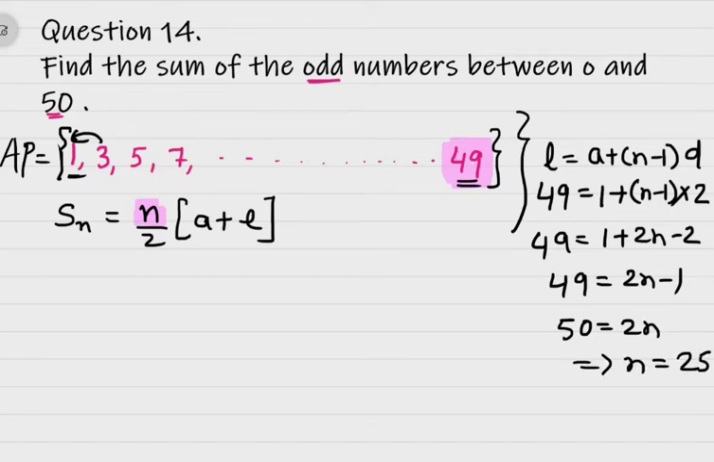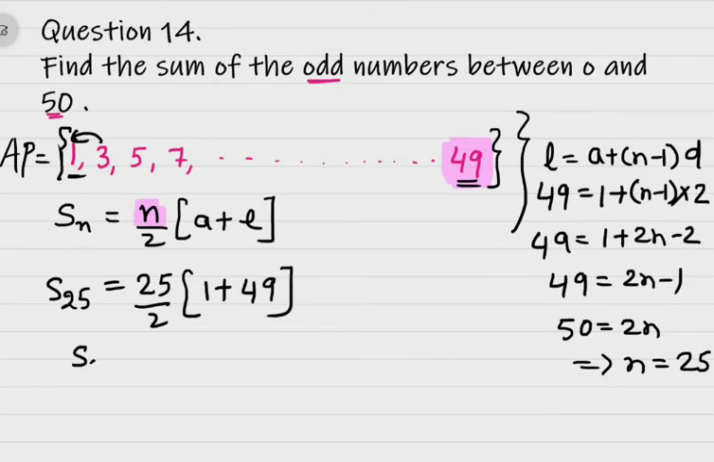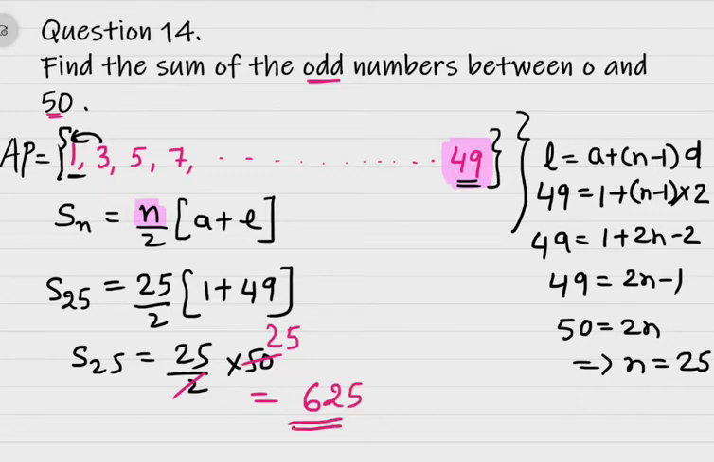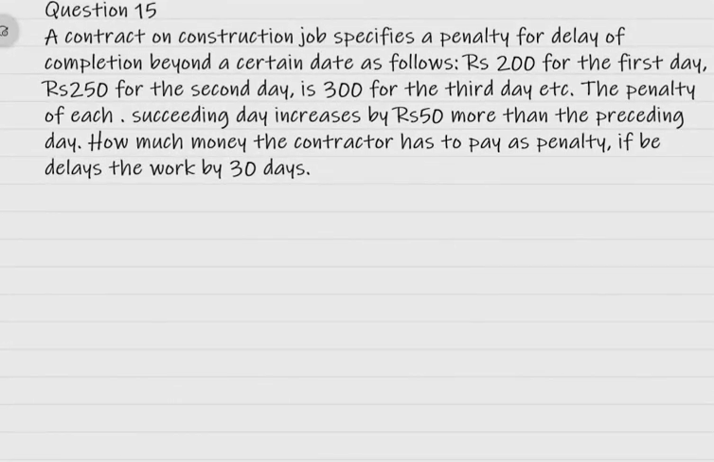25. So simply you have to find sum of 25 terms, which will be equal to 25 by 2 into, what is your a? a is 1. And what is your l? l is 49. So S25 will be equal to 25 by 2 into 50. If you cancel 2 and 50, you will get 2 ones are and 2 25s are. So 25 25s are 625. So children, sum total of all the odd numbers between 0 and 50 is equal to 625.